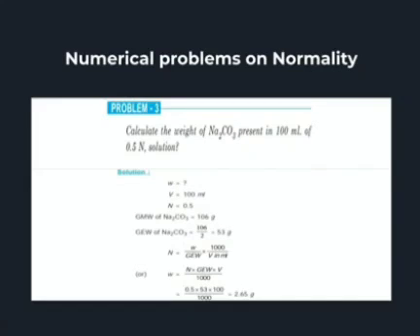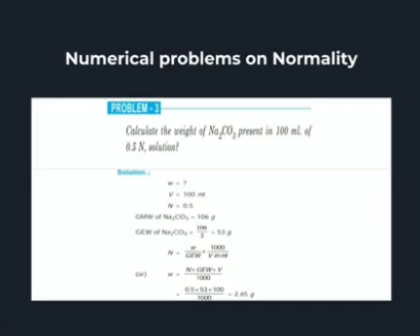Like this: 2 into 23 plus 12 plus 3 into 16, that will become 106. Here the total cation charge or anion charge is 2 in Na2CO3. Then the gram equivalent weight of sodium carbonate is equal to gram molecular weight by 2. Here 2 is the total cation charge or anion charge, that is equal to 53.